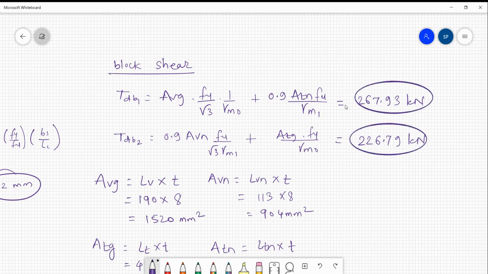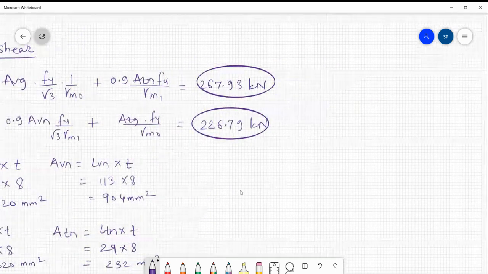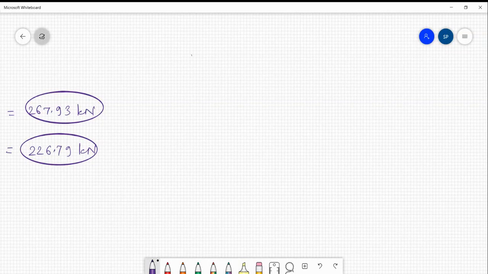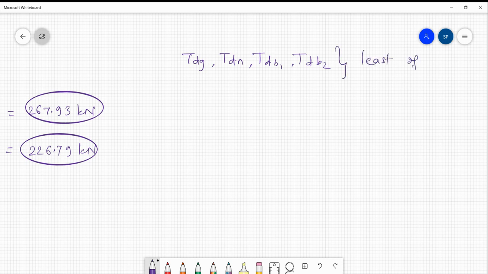So four values you will have to compare now: TDG, TDN, TDB1 and TDB2. The least of these four is going to be the design strength, that is TD. The least of all four comes out to be the TDN value, that is 185.32 kilonewton.